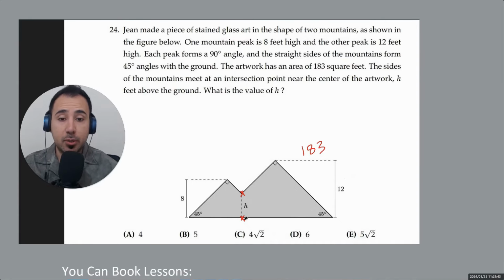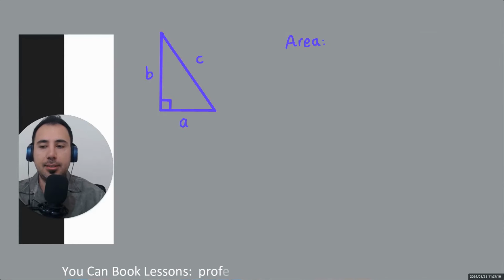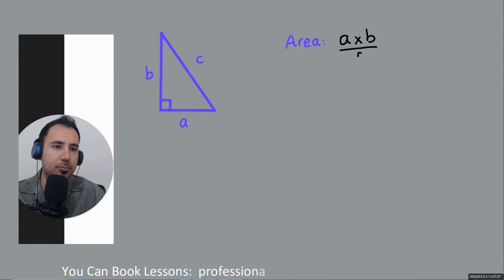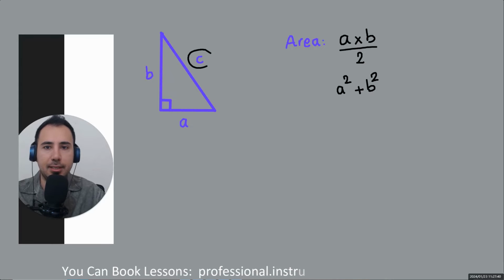Before we start doing the question, let's review some of the concepts that we need to be able to do this question, and then we come back and deal with it. This is a right triangle. How do we find the area of a right triangle? We multiply the base by height, and we divide it by 2. There's also the Pythagorean formula, which is a squared plus b squared is equal to c squared, where c is the largest side. I'm pretty sure most of you know this.